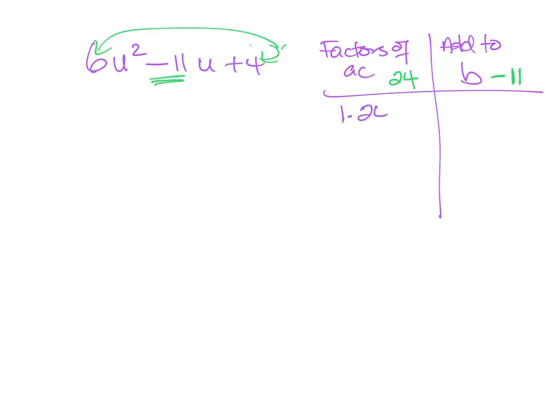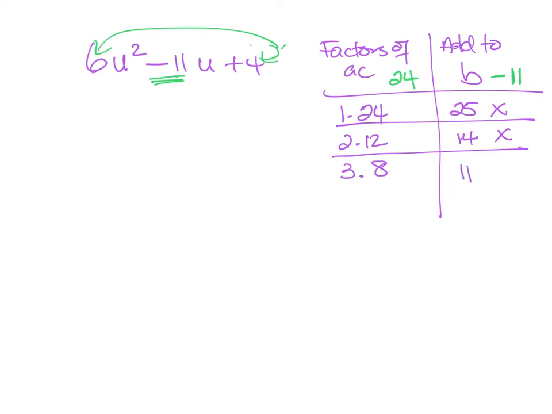We have 1 by 24, and that adds to 25, so we don't want that. We have 2 by 12, and that adds to 14, so we don't want that. We have 3 by 8, and that adds to 11. We don't want that. We want minus 11. So we also know that minus 3 multiplied by minus 8 would give us positive 24. And minus 3 minus 8 adds to minus 11. And that is what we want.